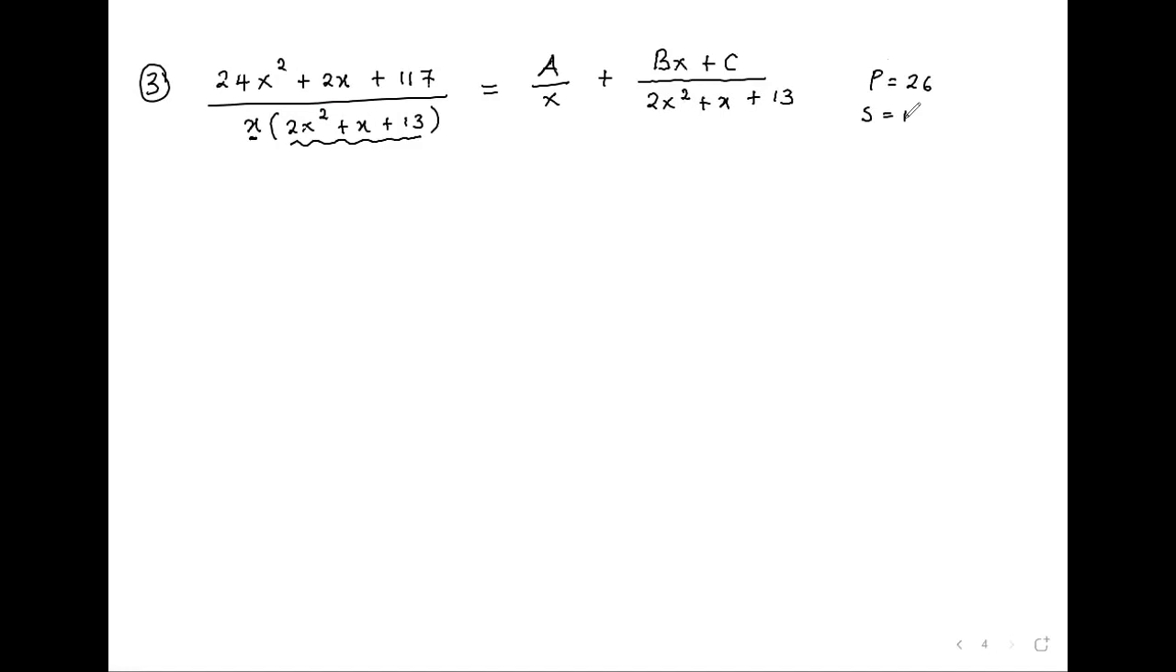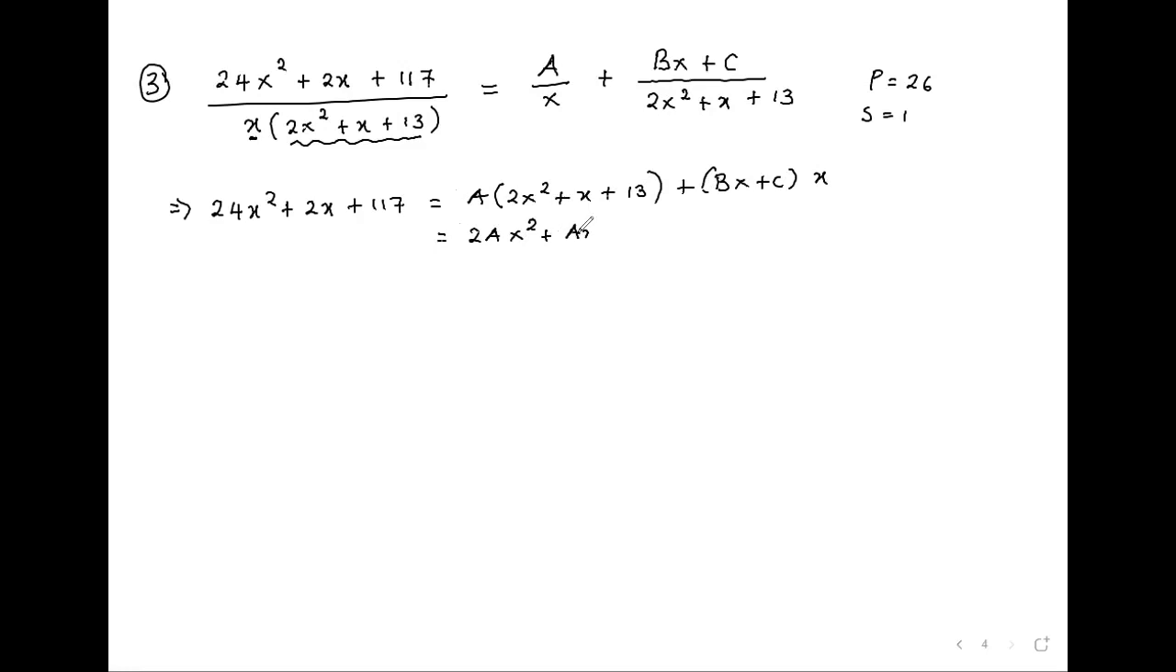So you do that. And then this means you remain with 24x squared plus 2x plus 117 is equal to a multiplied by 2x squared plus x plus 13 plus bx plus c multiplied by x. If we expand here, we'll have 2a x squared plus ax plus 13a plus bx squared plus cx.